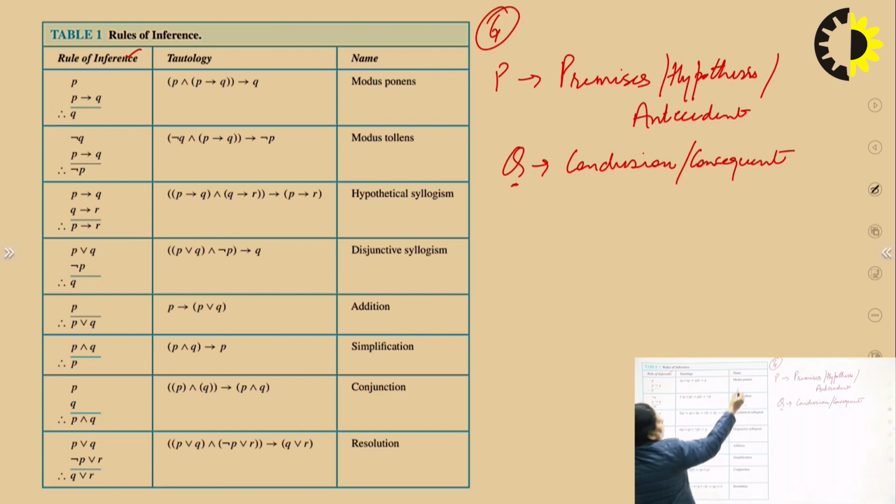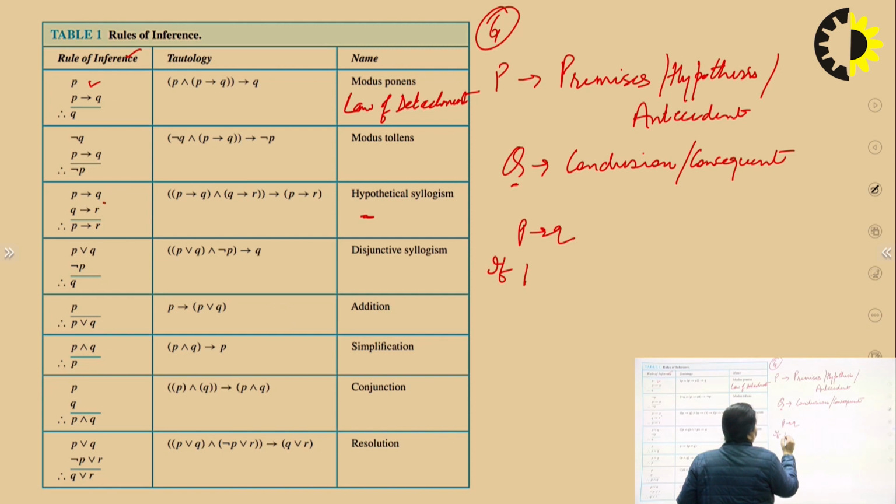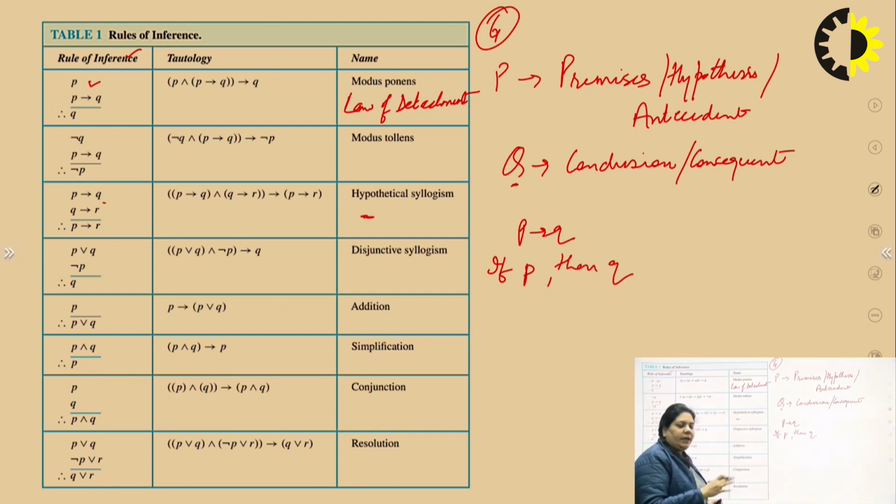First one is modus ponens, or the law of detachment. What is the law of detachment? It says if we have a premise P and we have P conditional Q. What is P conditional Q? It is: if P then Q. If P exists, we have Q with it. So if we have a premise P, and from that premise P we have a conditional Q, then we get Q as the conclusion. That is the rule of modus ponens. That is, if we have P and the conditional statement and we take their AND, we get Q as the conclusion.